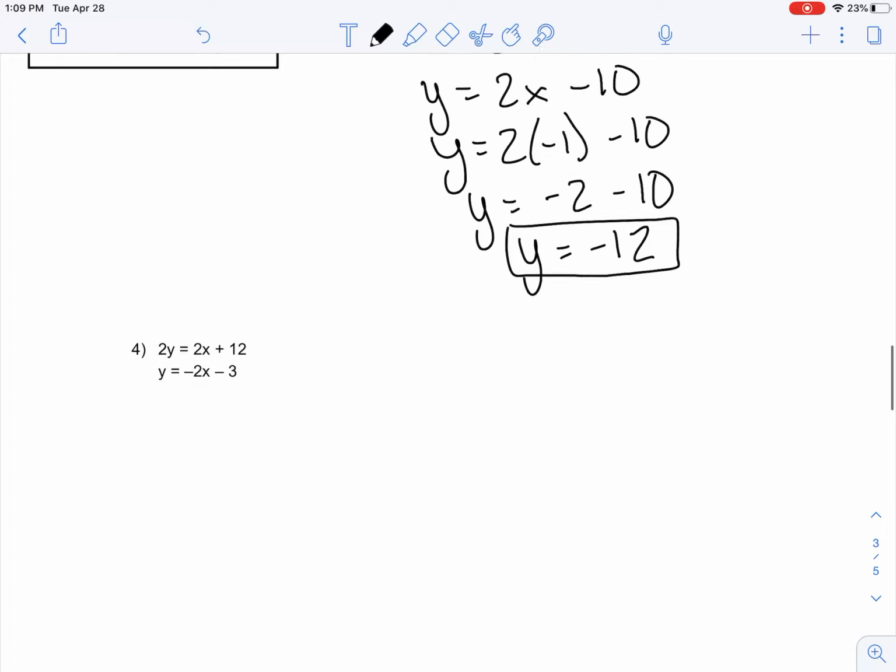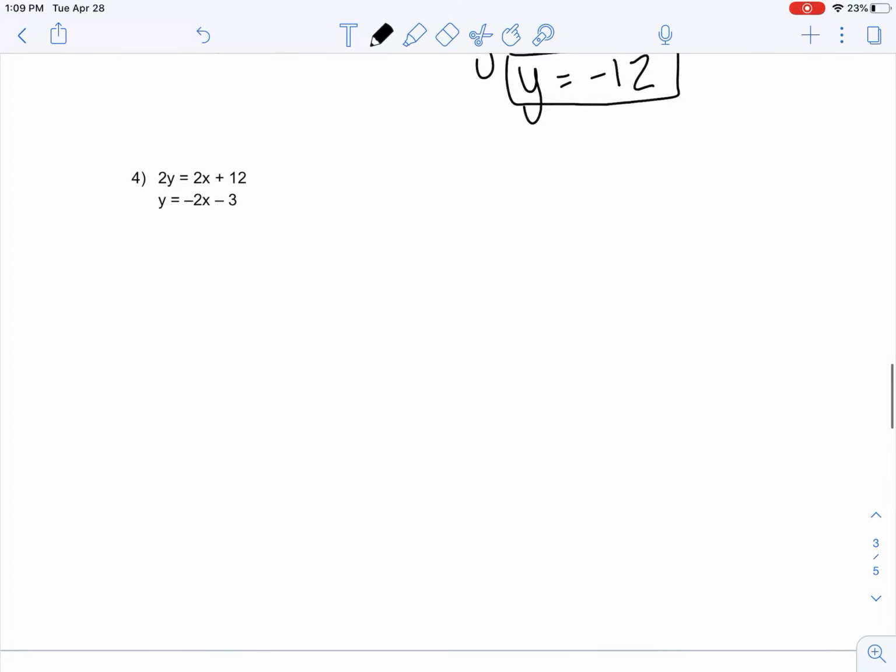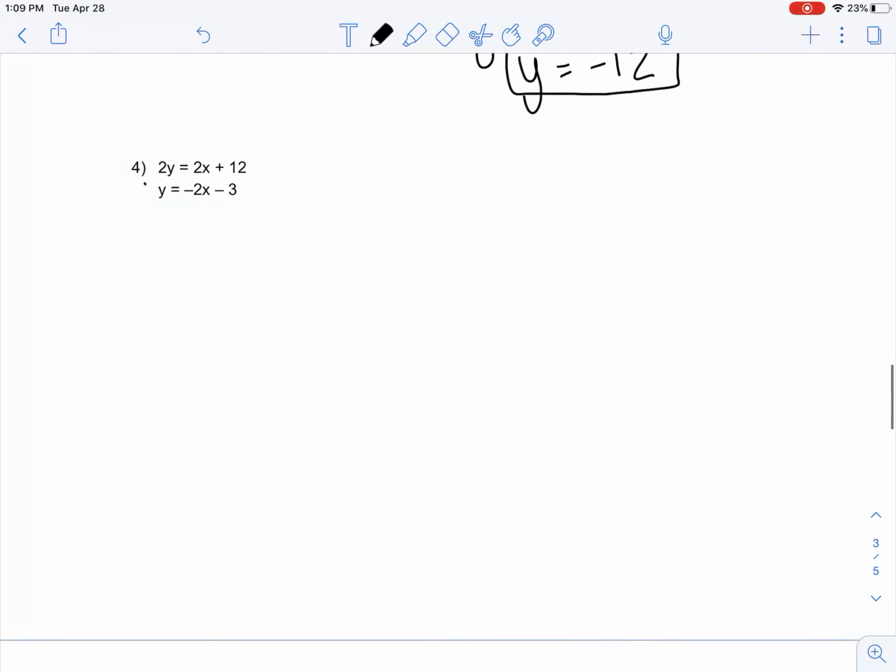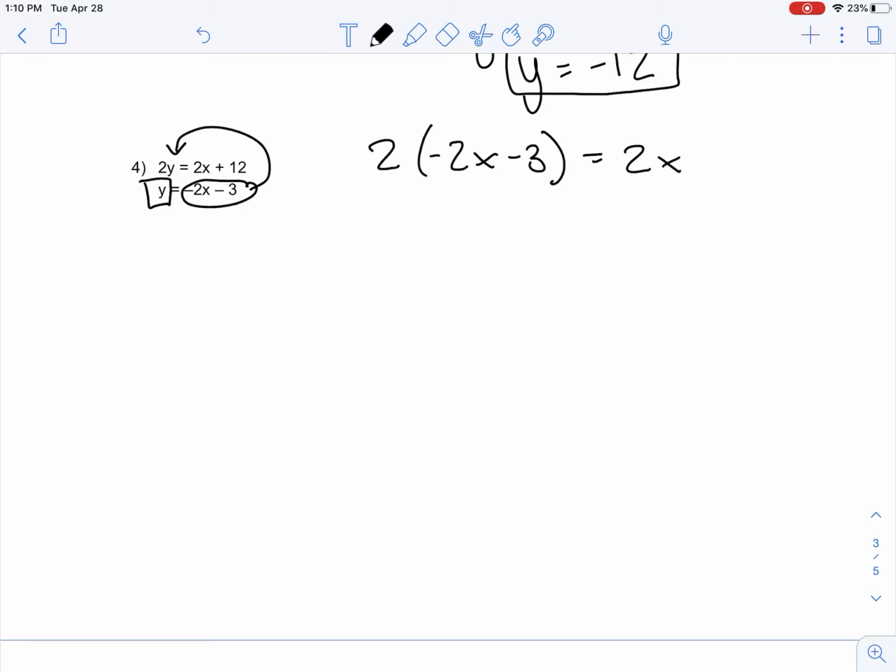Last example using substitution. Again, here we only have one variable isolated, so we're going to substitute this entire piece in for y, which will look like this. 2 times the quantity of negative 2x minus 3 equals 2x plus 12. Again, when we have the parentheses, we need to distribute, so negative 4x minus 6 equals 2x plus 12. Solve for x.